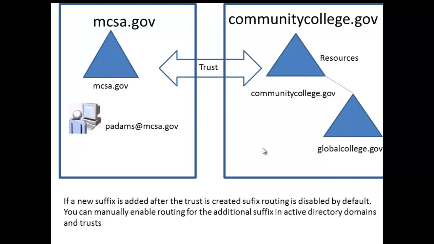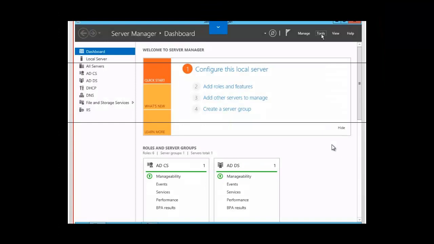However, if a new UPN suffix is added in the communitycollege.gov forest, then routing is going to be disabled by default for that domain. And we have the domain globalcollege.gov. What you will need to do is manually enable routing for the additional suffix, which would be Global College.